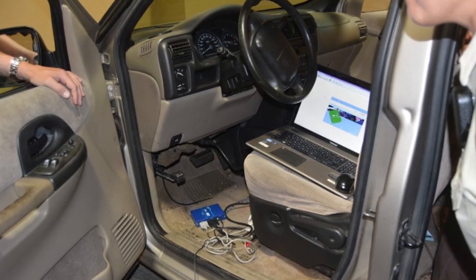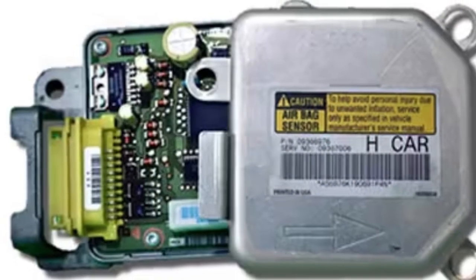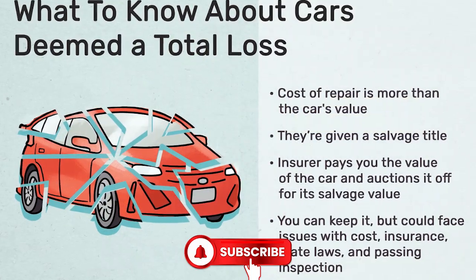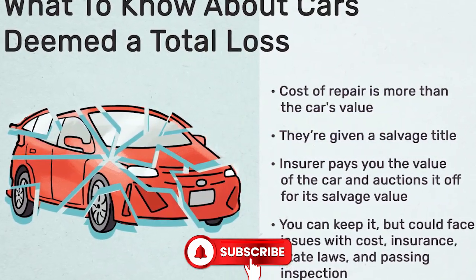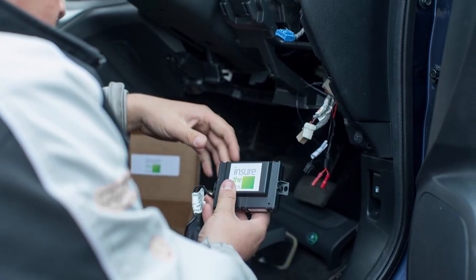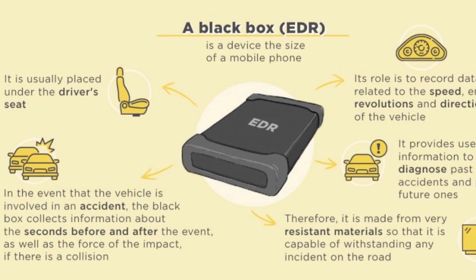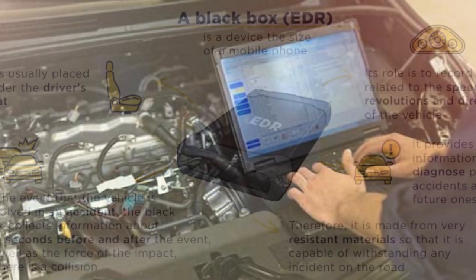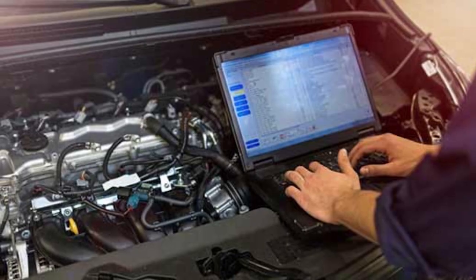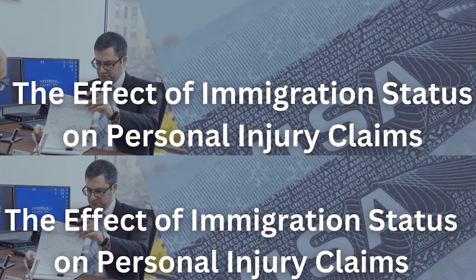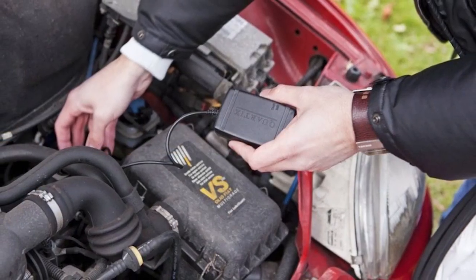But here's something many people don't realize. Black box data is not always perfect. Like any technology, it has limitations. Not all cars have the same type of recorder, and some may not capture as much information as others. Data can sometimes be incomplete or corrupted, especially if the crash was severe enough to damage the electronic systems. Additionally, interpreting the data requires expertise. Raw numbers don't automatically prove fault unless analyzed properly.